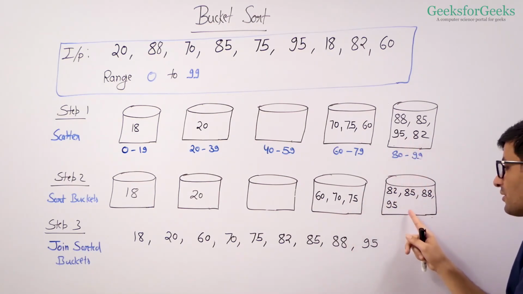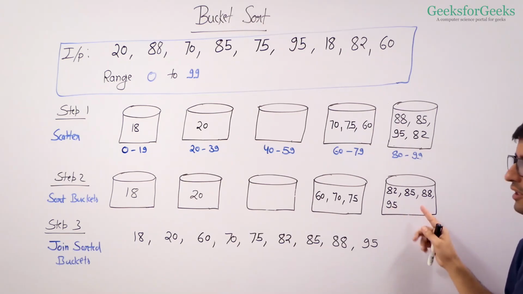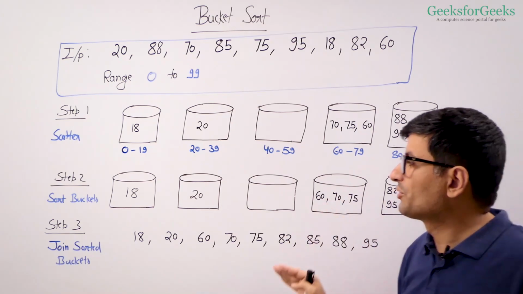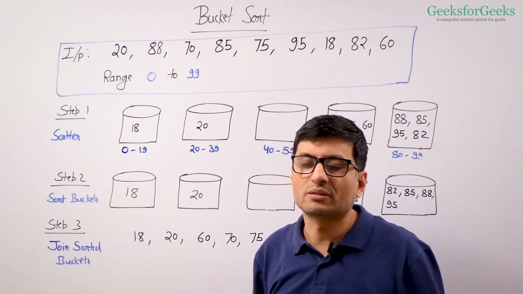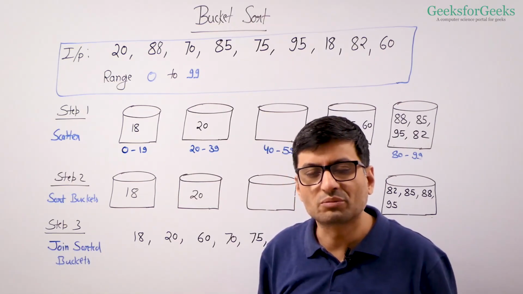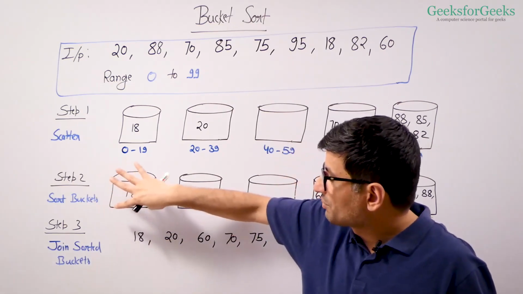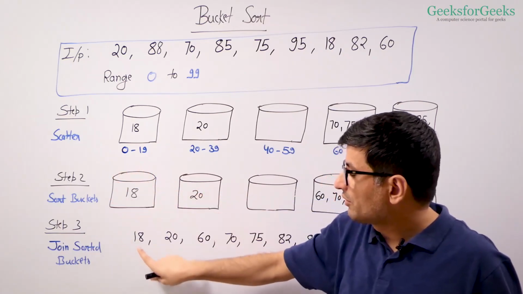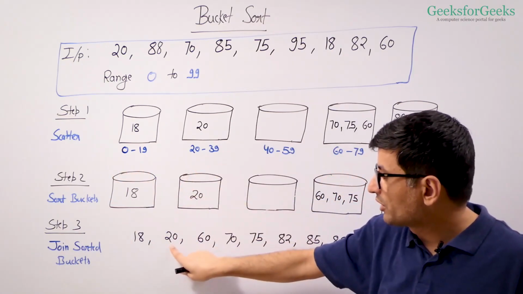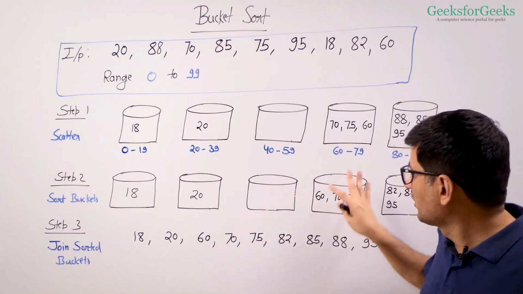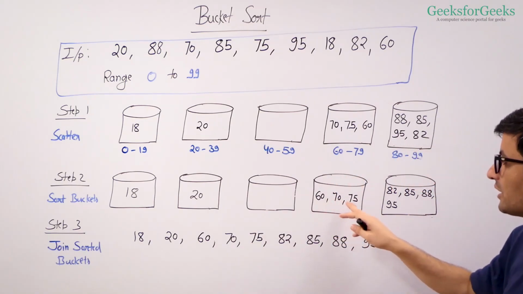We sorted this bucket and got this, right? Once we have sorted individual buckets, our last step is to join these buckets. So we first put elements of the first bucket, which is 18, then second bucket 20, third bucket is empty, fourth bucket has elements 60, 70, 75.